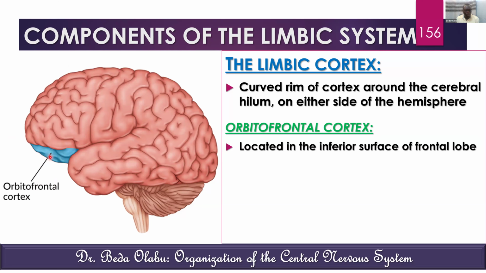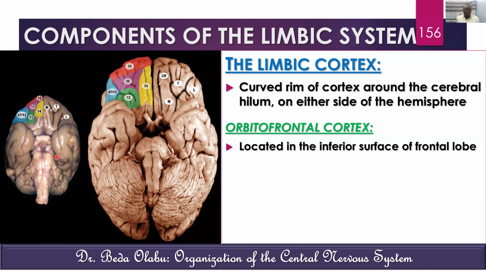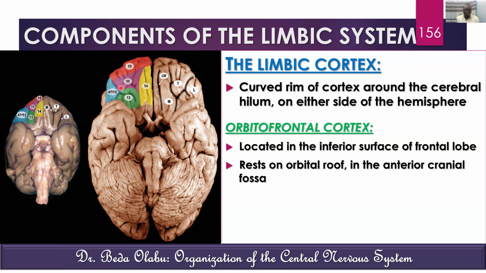So that's the orbitofrontal cortex. This is a lateral view of the left cerebral hemisphere. So that's the location. If you have an inferior view of the brain, then this is the orbitofrontal cortex. If you are to put this in anatomical position, we'll notice that that part of the frontal lobe actually rests on the roof of the orbit within the anterior cranial fossa.